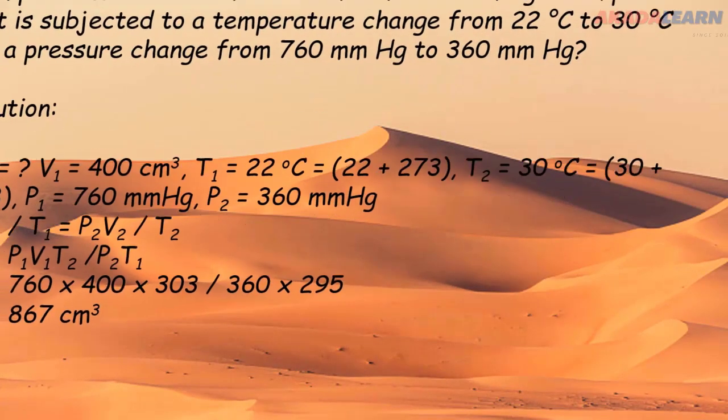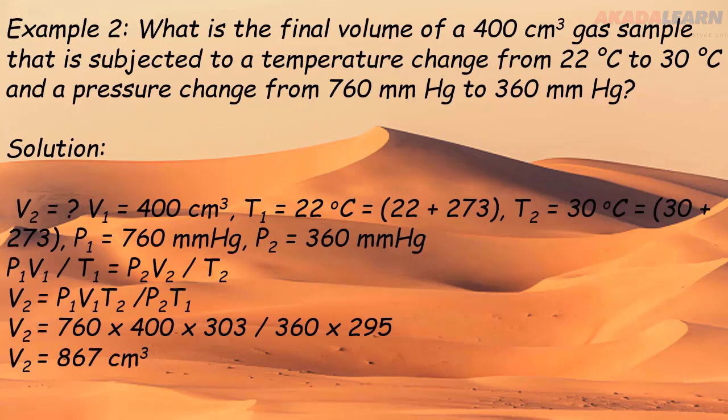Example 2. What is the final volume of a 400 cm cube gas sample that is subjected to a temperature change from 22 degrees Celsius to 20 degrees Celsius and a pressure change from 760 millimeter mercury to 360 millimeter mercury?